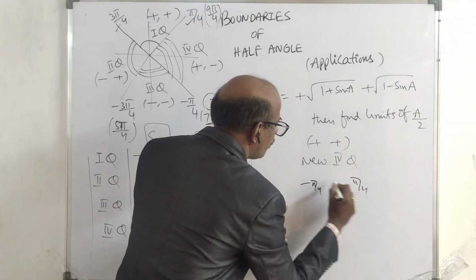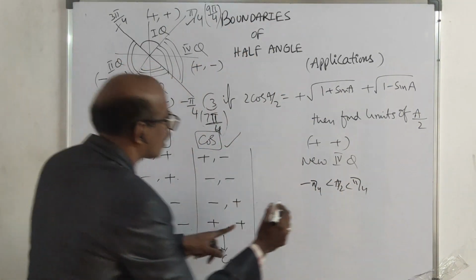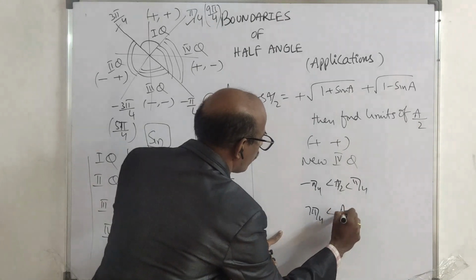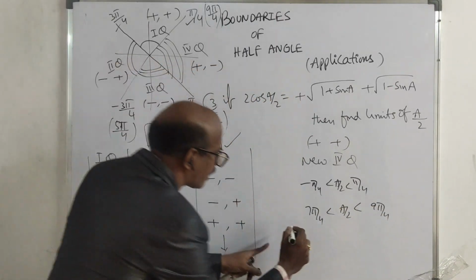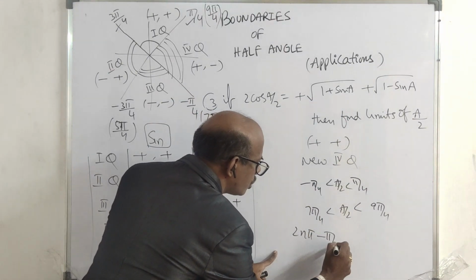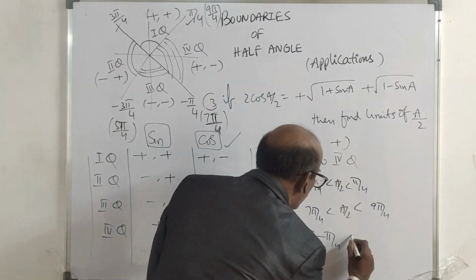Minus pi by 4 to pi by 4. Plus pi by 4. Or 7 pi by 4 to what? 9 pi by 4. Whatever it may be, you choose. Both are correct. So the result is 2n pi minus pi by 4. Right, concentrate. 2n pi minus pi by 4.